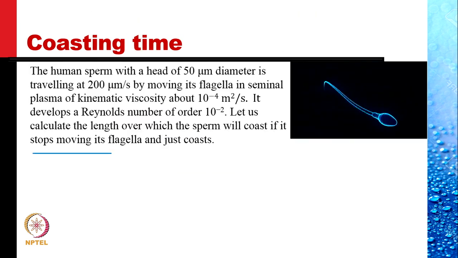A human sperm with a head of 50 micrometer diameter is traveling at 200 micrometer per second by moving its flagella in seminal plasma of kinematic viscosity about 10⁻⁴ meter square per second, which is about 100 times that of water. It develops a Reynolds number of order of 10⁻², a very small Reynolds number.